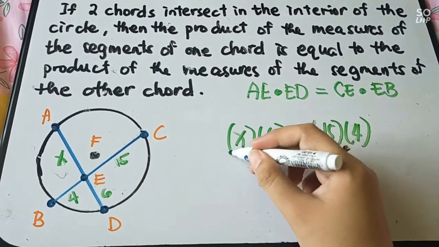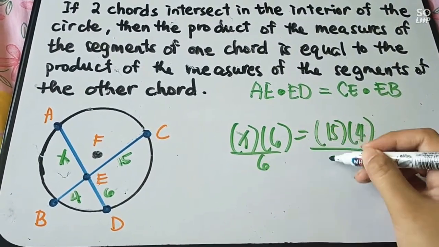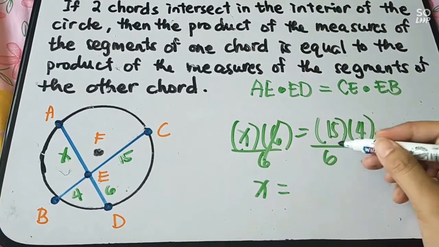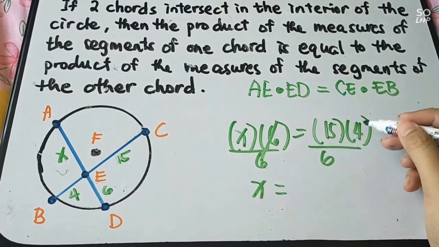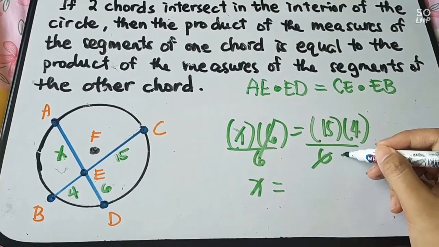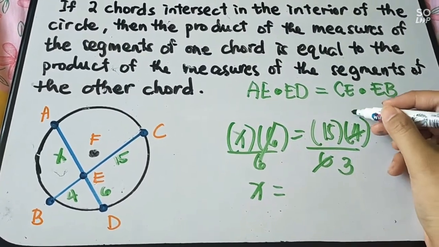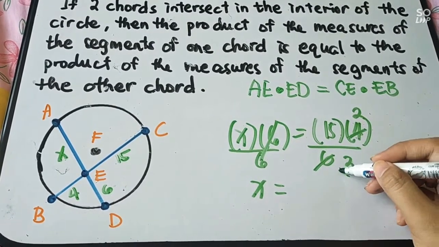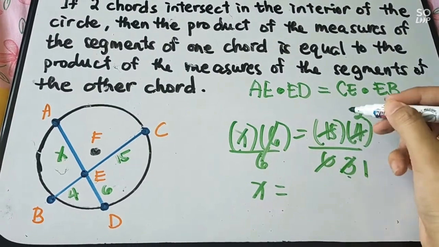To make it easier again, divide both sides by 6. Cancel the 6 here. What is left is x. 6 and 4 are divisible by 2, so 6 becomes 3 and 4 becomes 2. Then 3 and 15 are divisible by 3. 3 becomes 1, 15 becomes 5.